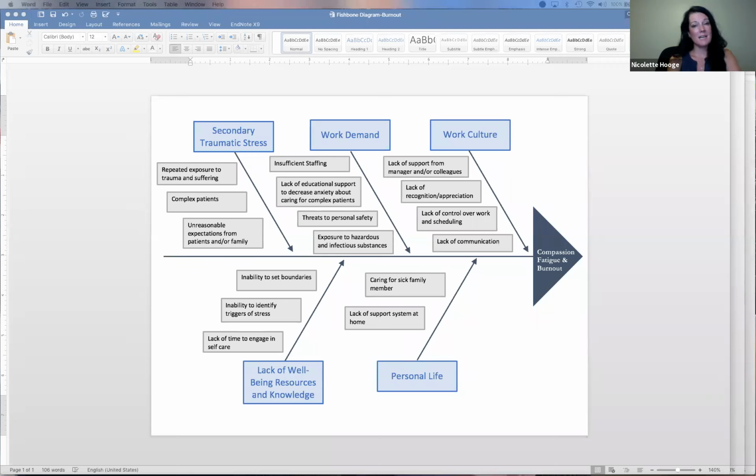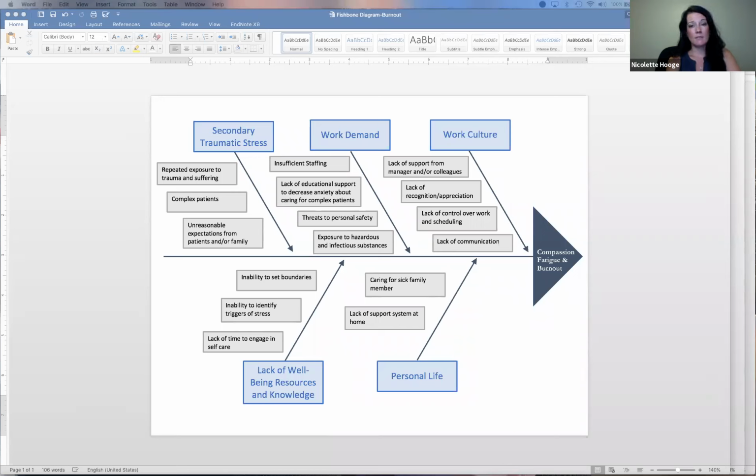My name is Nicolette Hogue, and I am here today to talk about the fishbone diagram and the 5 Why analysis and how to use those tools to form a PICO question. What you are currently seeing on your screen is the fishbone diagram, and this is a visual tool to look at cause and effect.